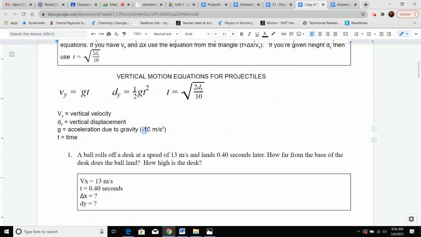And remember, we're using negative 10 meters per second squared for our acceleration for this course. It just makes the numbers easier, but what is the actual value? The negative 9.8 or negative 9.81, depending upon what source you're looking at.